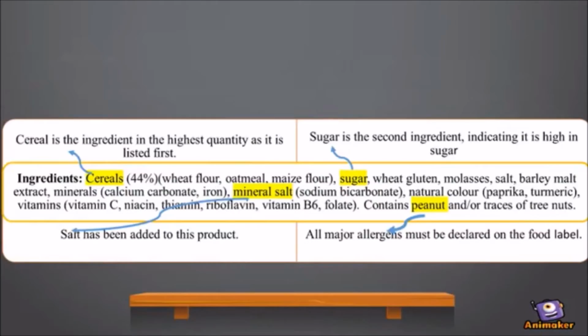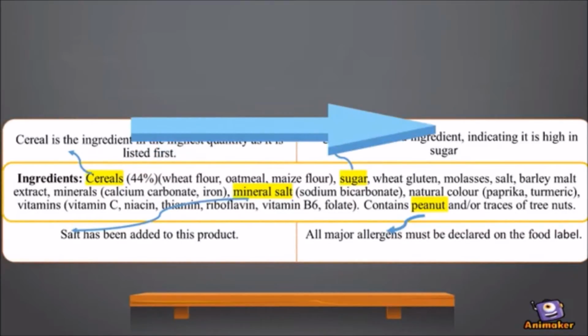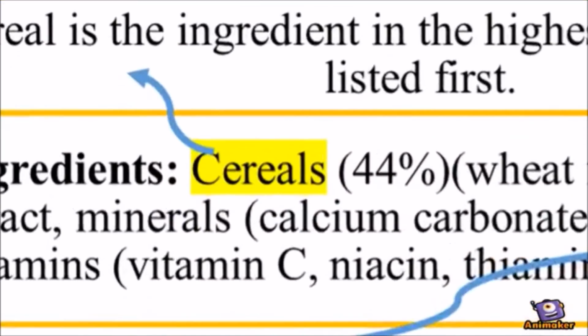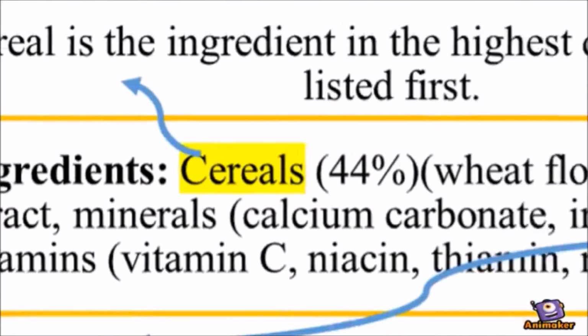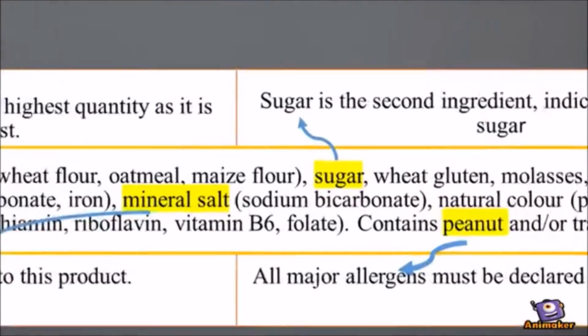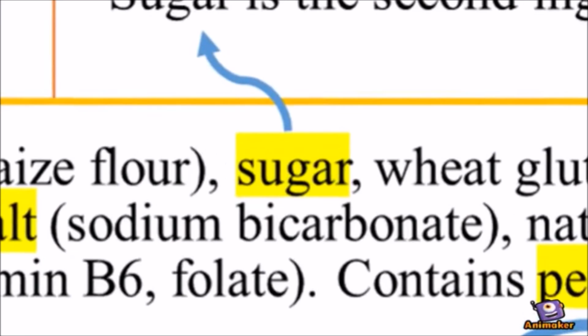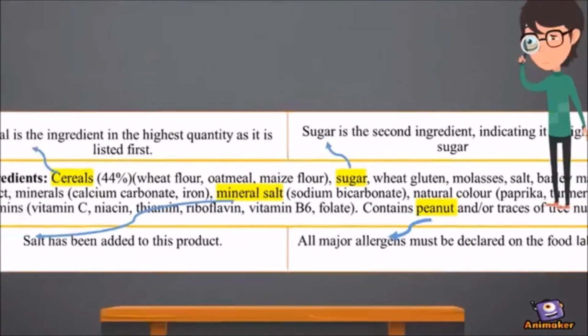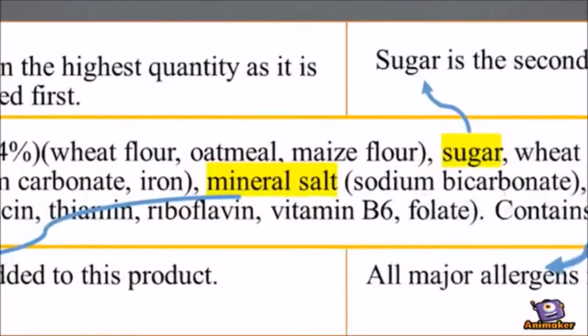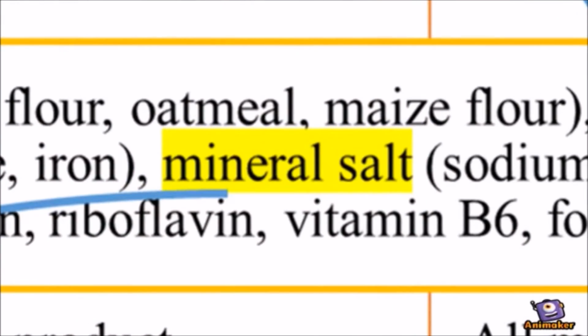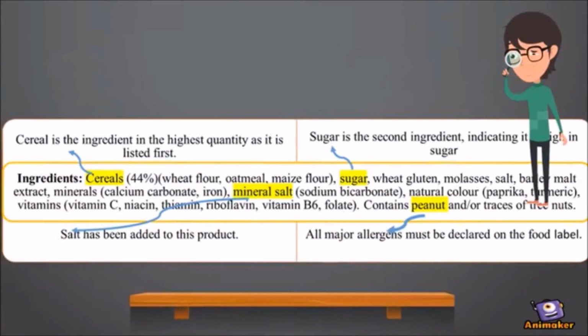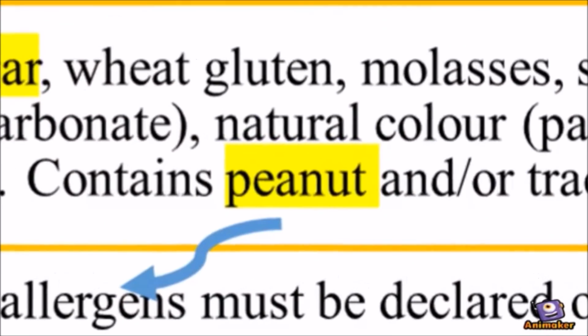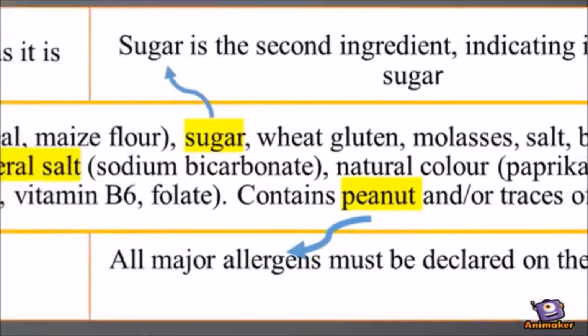After looking at the nutritional facts label, don't forget to look at the food ingredients. The food ingredients are always arranged from the most to the least amount of ingredient content. In this example, cereal is the ingredient which has the highest quantity, whereas sugar is listed as the second ingredient, indicating second highest in quantity. A certain amount of salt is also added into this product. All major allergens such as peanut will be declared on this label, so make sure you check.